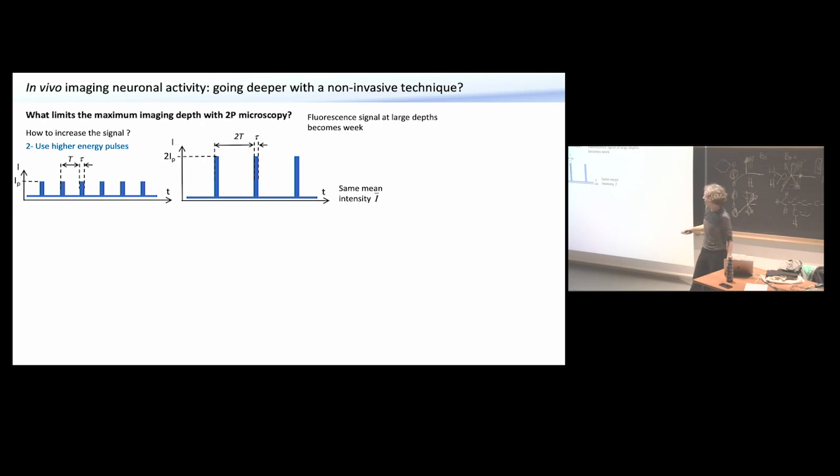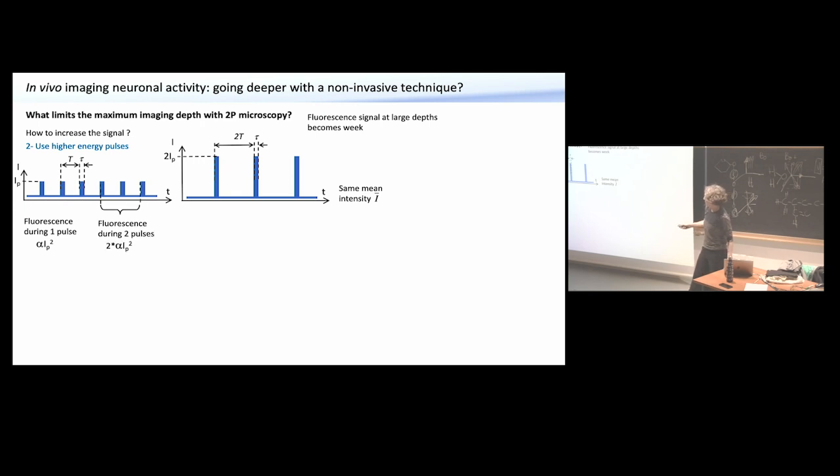Okay, let's look at what we expect as a signal. So let's say that for one excitation pulse, the fluorescence you will get is proportional to the intensity of the pulse squared. This is 2-photon microscopy, a nonlinear technique, 2-photon absorption, so it's squared here.